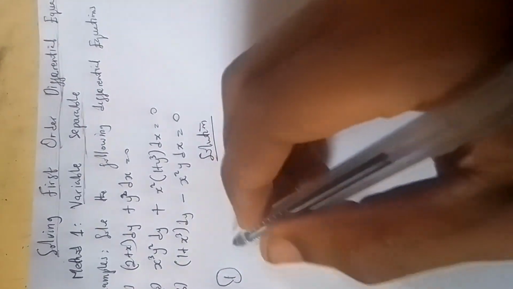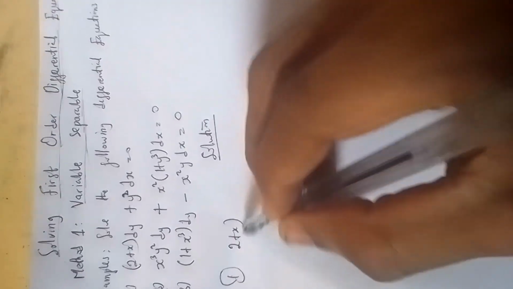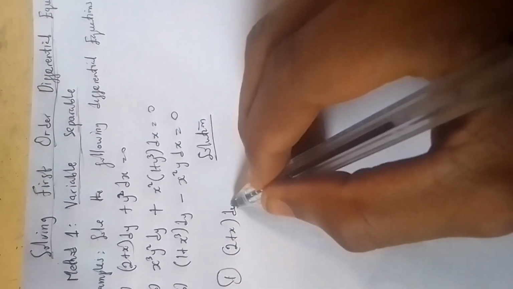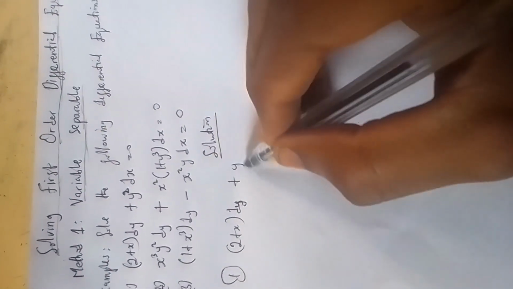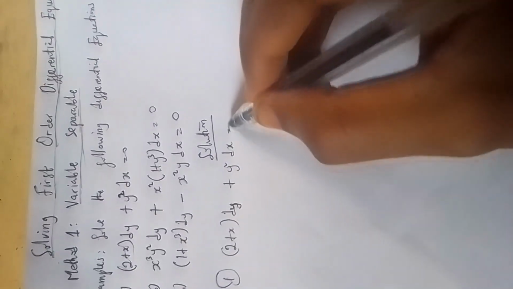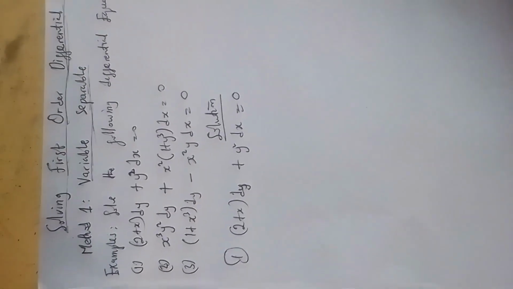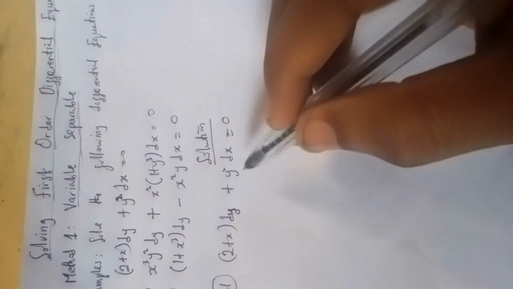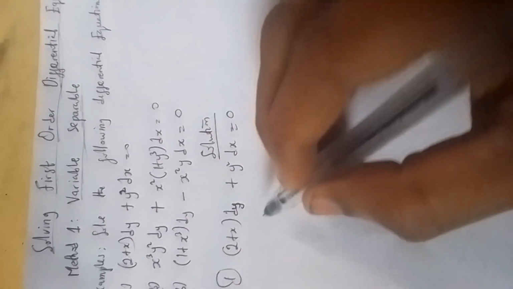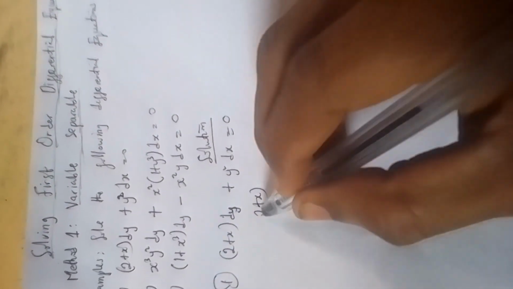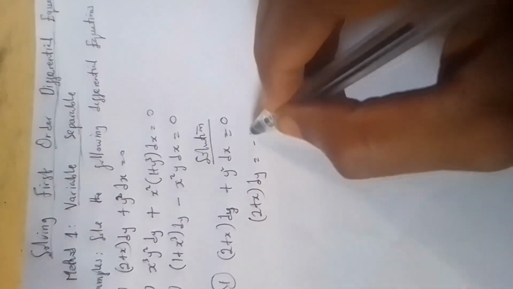So I'm going to start with the first question. The first question says (2 + x) dy + y squared dx is equal to 0. So I'm going to separate it now. I'll take this one to this side. So I'm going to have (2 + x) dy is equal to minus y squared dx.